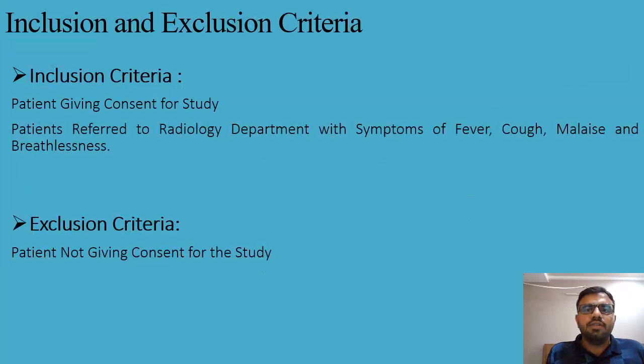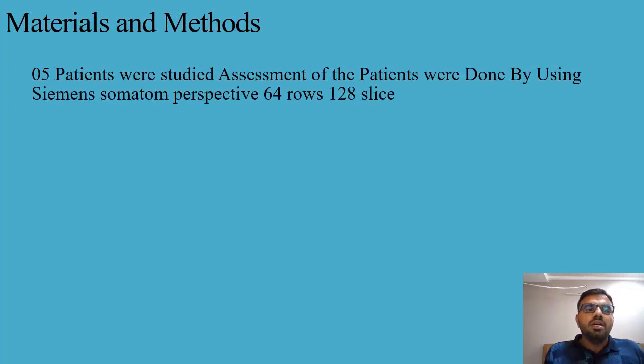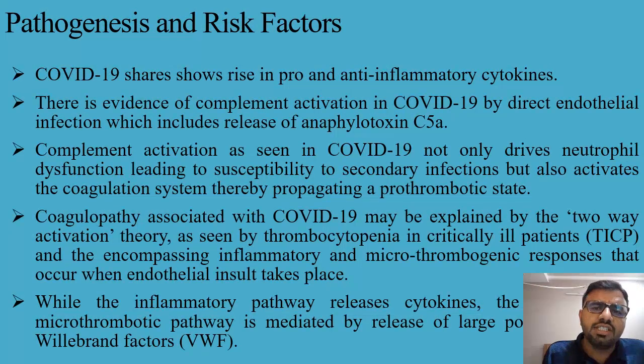Inclusion criteria: patient giving consent for study, patient referred to radiology department with symptoms of fever, cough, malaise, and breathlessness. Exclusion criteria: patient not giving consent for the study. Materials and methods: 5 patients were studied. The assessment of patients was done using a Siemens Somatom Perspective 64x128 slice machine. Pathogenesis and risk factors: COVID-19 shows a rise in pro and anti-inflammatory cytokines.